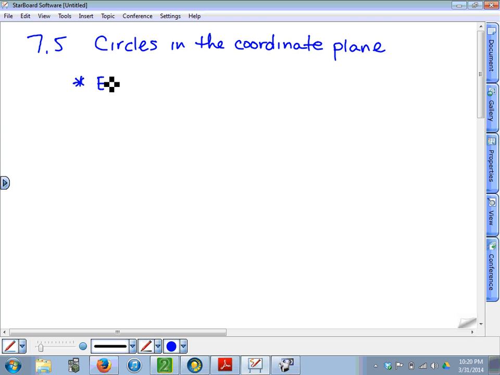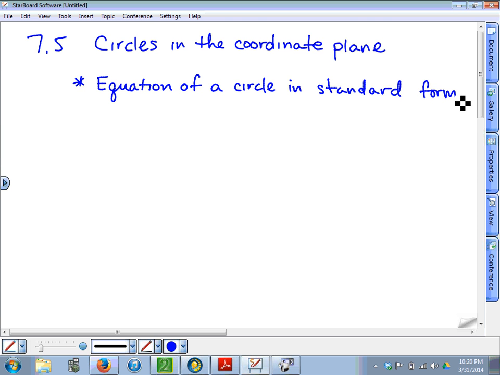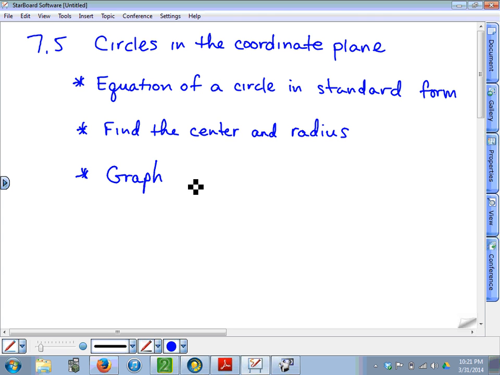We need to talk about the equation of a circle in standard form. We need to talk about how to find the center and the radius of an equation of a circle in standard form and graph a circle.